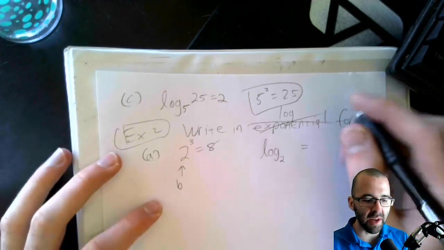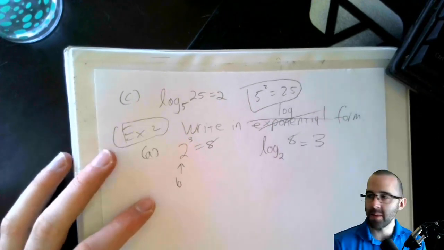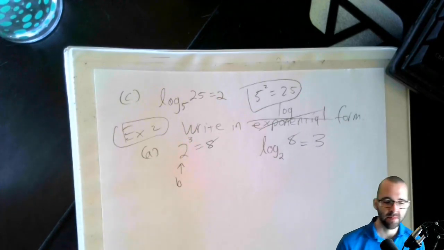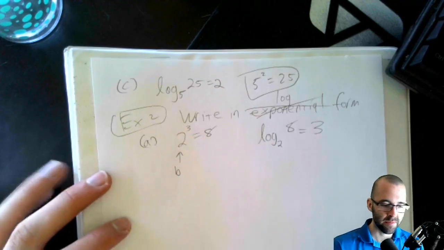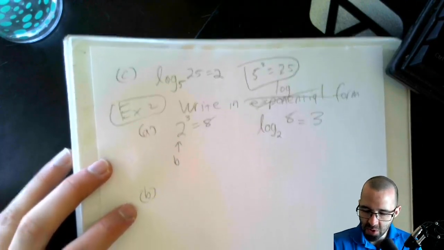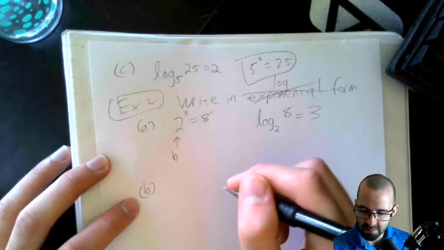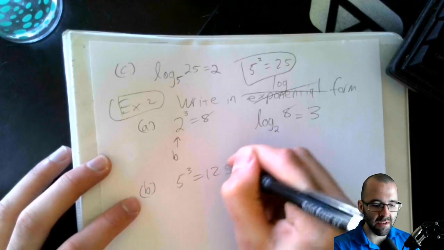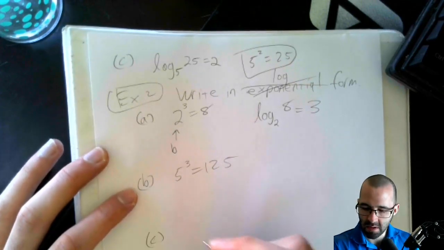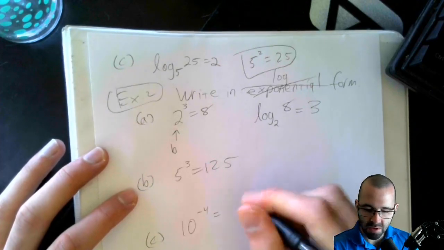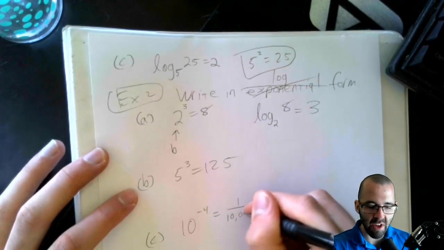Yeah, the 3 is going to be on the outside. Good. And the 8 is going to be on the inside. Excellent. Good stuff. So let's do 2 more of these. 5 cubed equals 125. And 10 to the negative 4th equals 1 over 10,000.